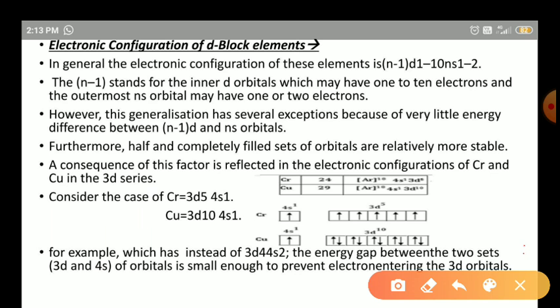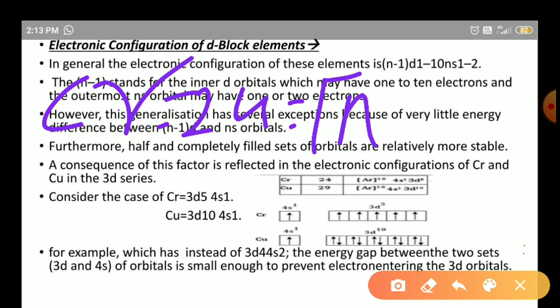So in this section, the copper atomic numbers, first chromium. The chromium atomic number is 24. Here in the electronic configuration, it is 18 argon, 4s1 and 3d5.